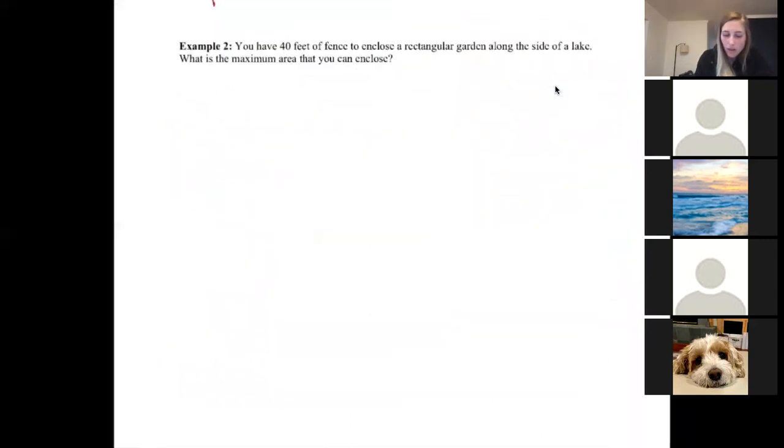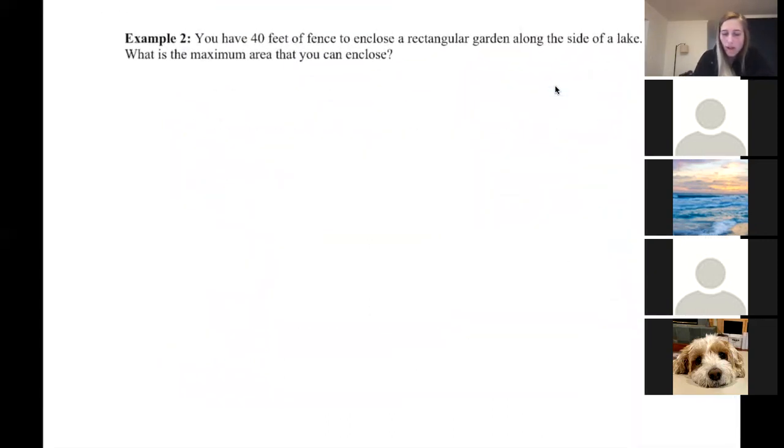Okay, so let's try example 2. I'm going to move a little bit faster if that's okay with everyone. So you have 40 feet of fence to enclose a rectangular garden along the side of a lake. What is the maximum area that you can enclose? So we have our lake. That's the edge of the lake. And we are trying to enclose a rectangular garden.